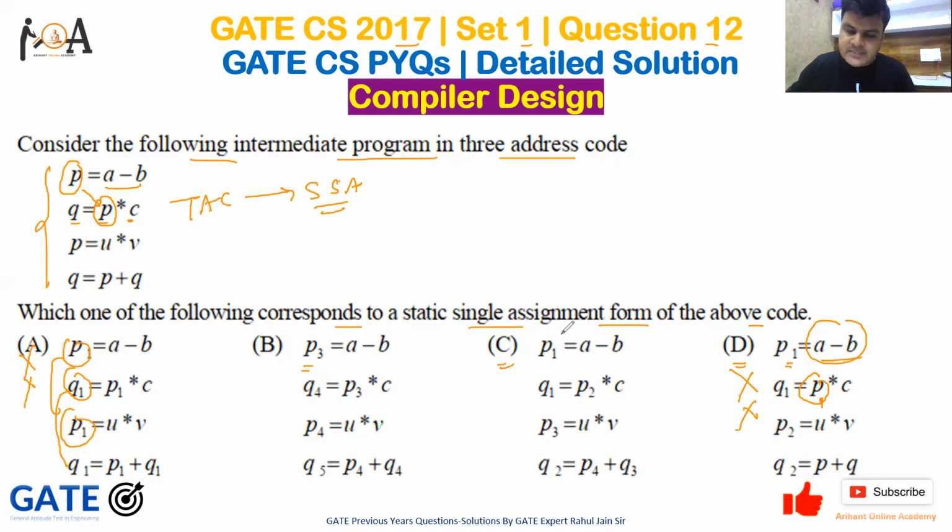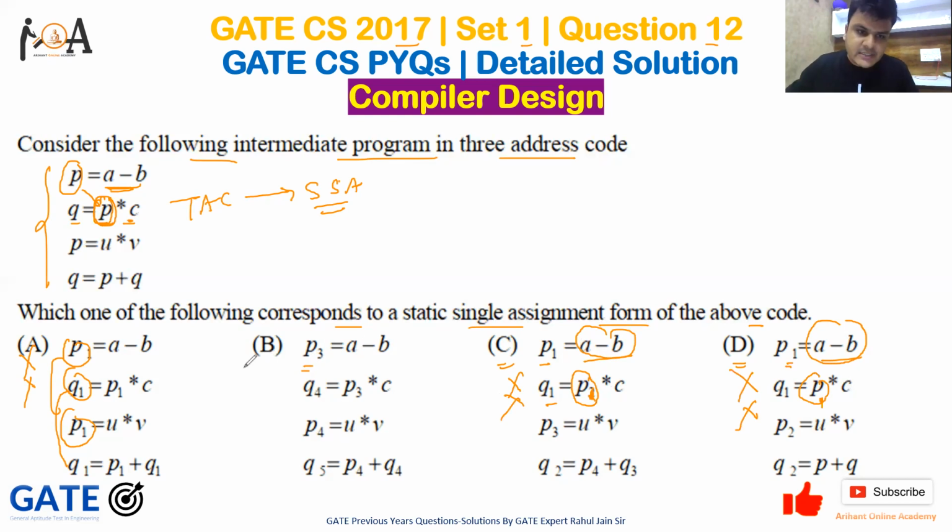Similarly, if you see option C as well, P1 is holding the value of A minus B. And here in the second statement, Q equals P into C is there. So Q1 equals, why P2? It should be P1 now, because we need the value of P equals A minus B here. If here P1 equals A minus B, then P1 is required now. Why P2? So C is also eliminated.